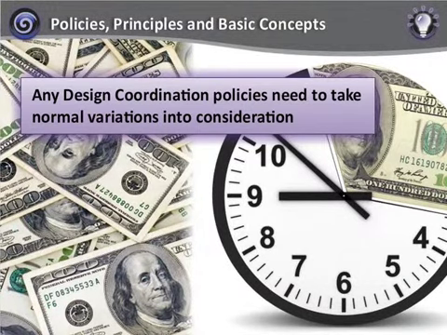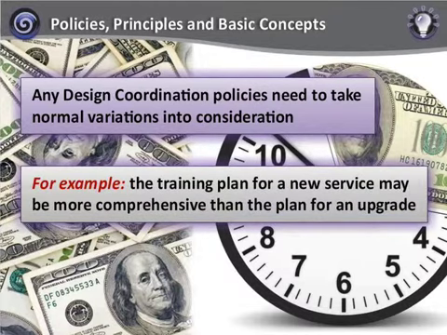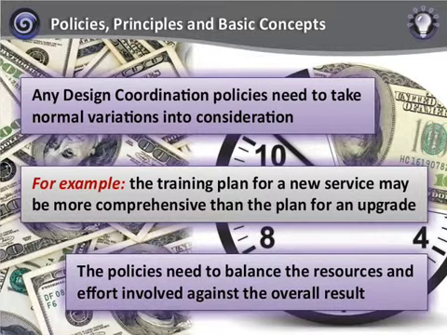Any design coordination policies need to take normal variations into consideration. For example, a training plan for an upgrade to an existing service will have a different level of detail to a training plan for a brand new service, which users have never seen before. The policies need to balance the resources and effort involved against the overall result.